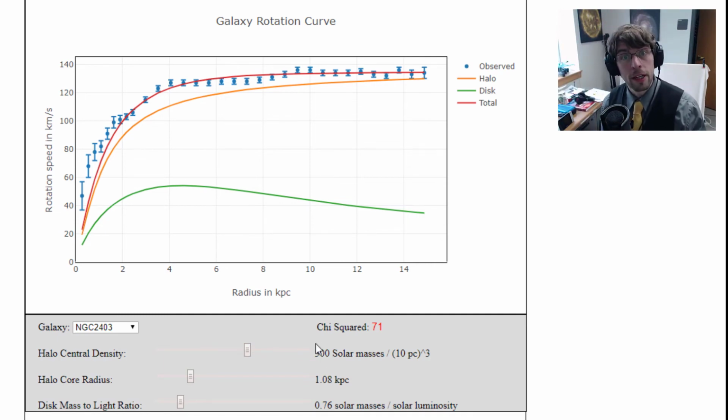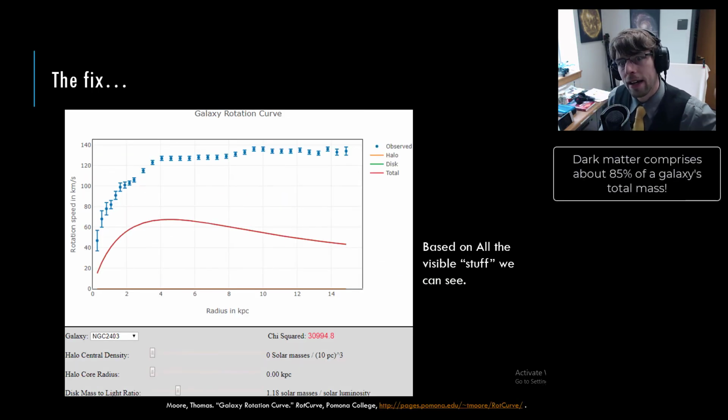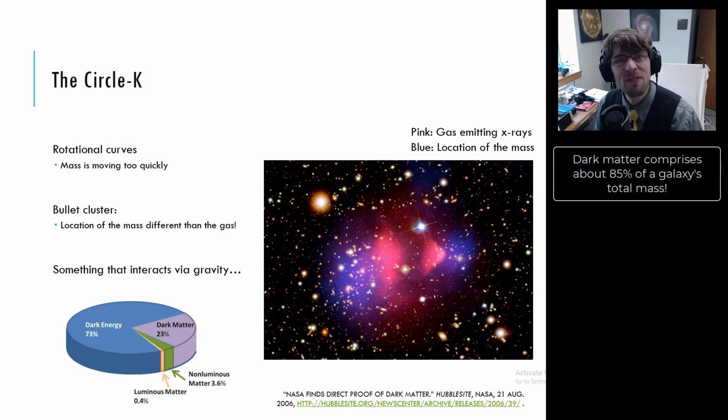So this is where we modify our model. We incorporate additional material. Pretty cool, huh? Play around with that. See if you can get a better value than I can. I'm sure you can. We think that a galaxy is about 15% luminous material. About 15% luminous material, and about 85% dark matter.